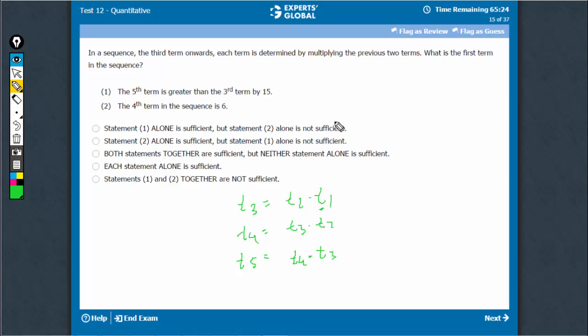Statement 1 says that the fifth term is greater than the third term by 15. So T5 is equal to T3 plus 15. T3 plus 15 is equal to T4 into T3. Of course, you have two variables, you have only one equation, not sufficient.